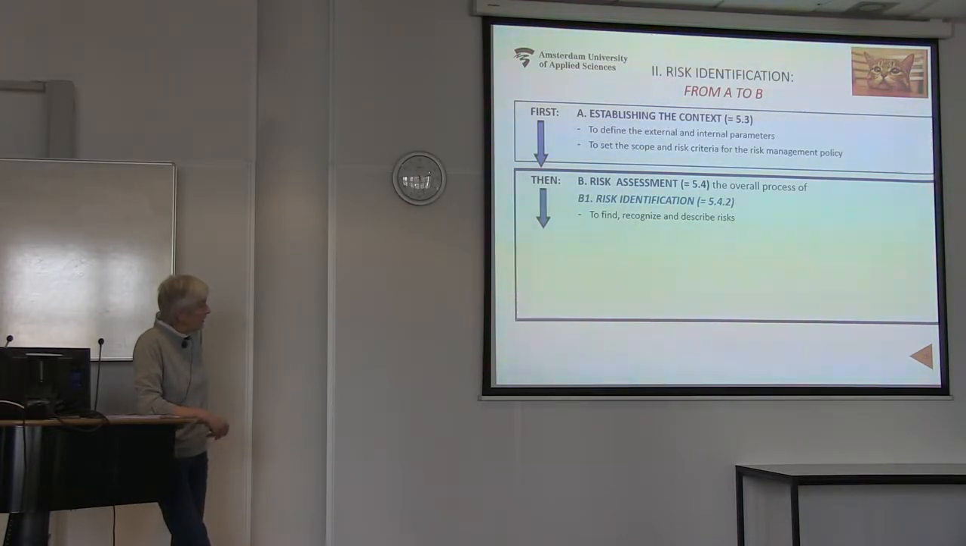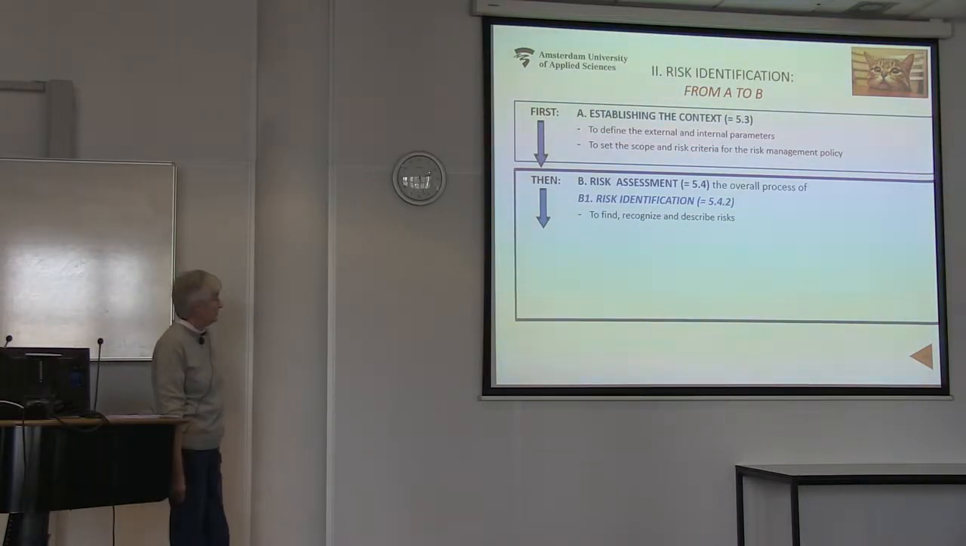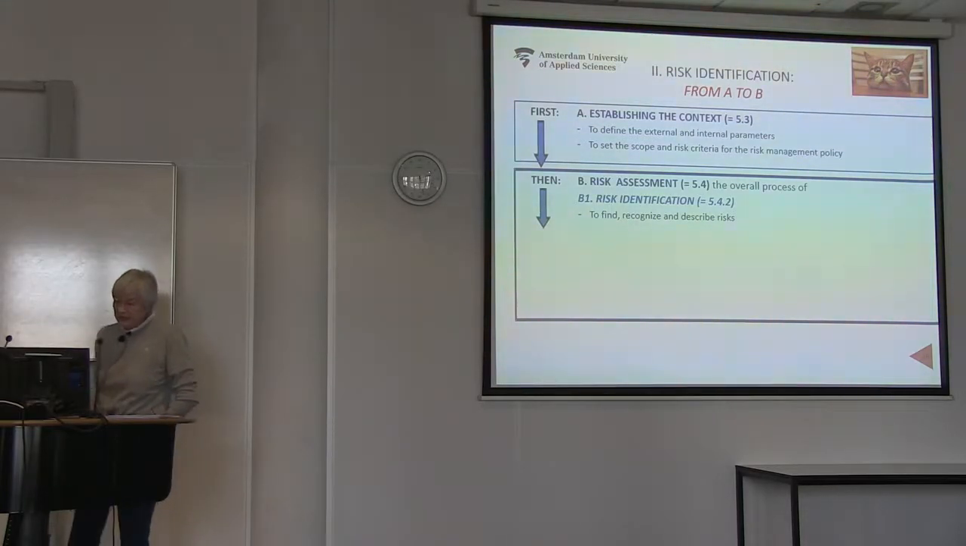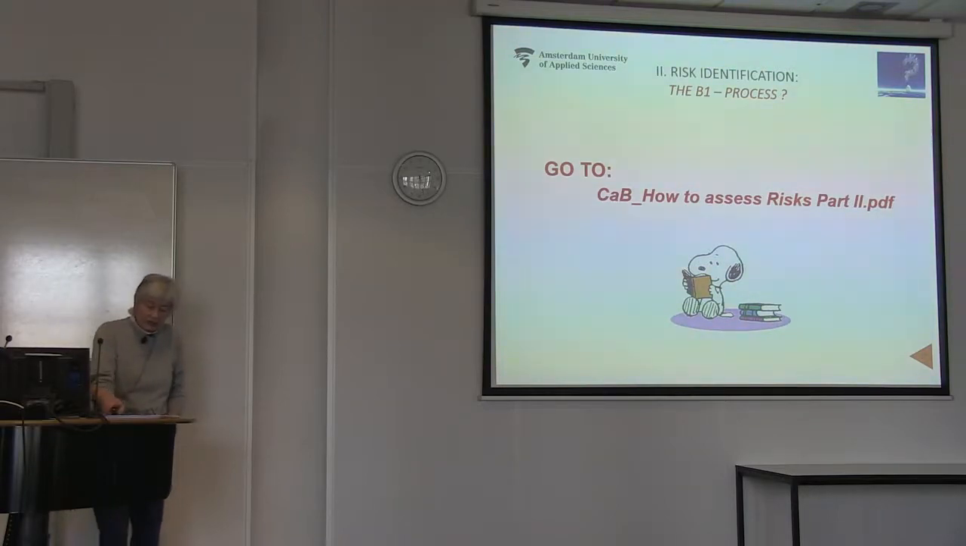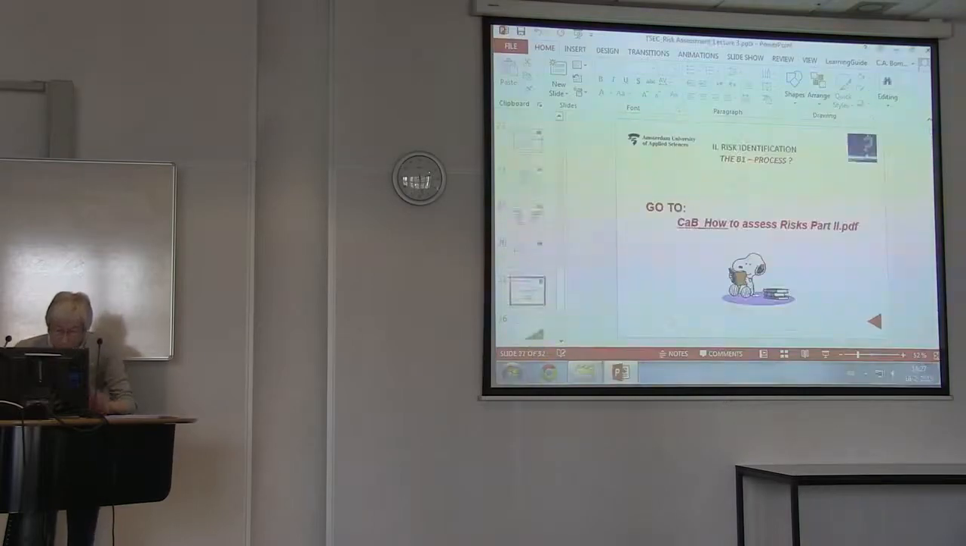When I look into it, I will find how you established both the external and the internal context of Silver Star Mines, our model organization. Now the context is clear. We can start with B, the risk assessment, and our first part is B1, risk identification. That's where I have to swap to the other document.